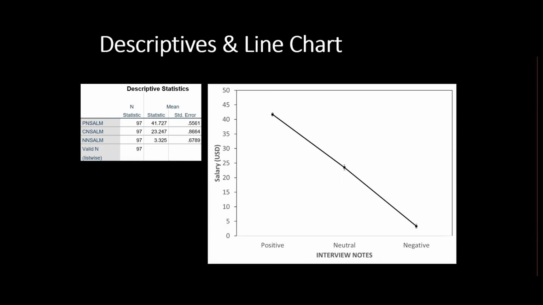Because these are actually continuous, right? This is an interval scale because we're assuming that there's an equal space between positive and neutral, as there is between neutral and negative. You can think of it as a Likert scale, where it goes from strongly agree to strongly disagree. That's actually an interval scale. Does that answer your question?